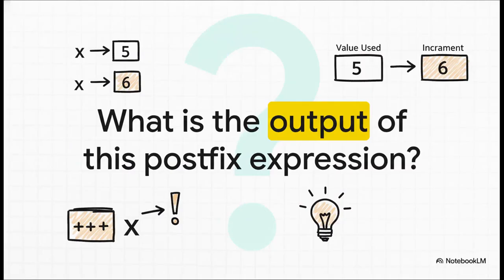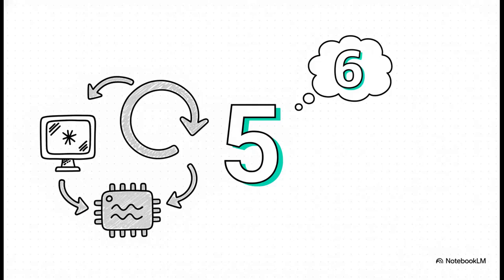Here, we're using the postfix version. Now remember the rule: use the current value first, then increment. So what happens is the original value of A, which is 5, is used first in the expression. Only after that value is used does the variable get updated to 6 in memory.